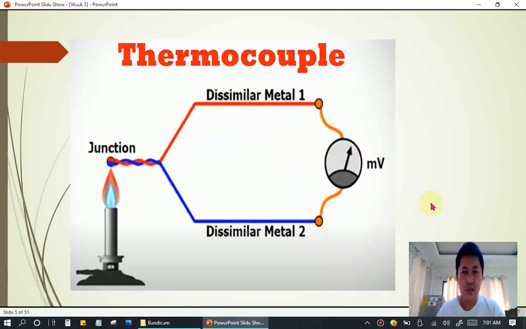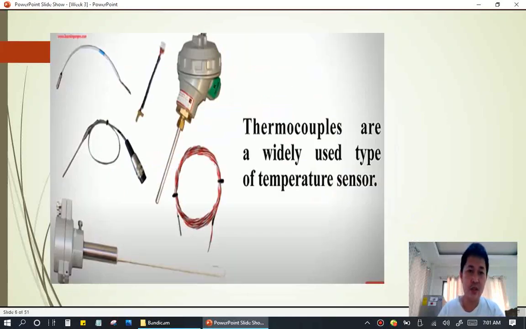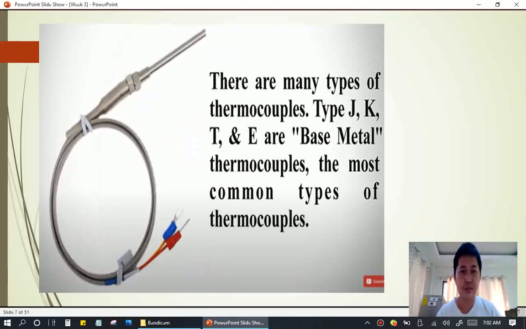So let us proceed. So these are the pictures of different types of thermocouples. So thermocouples are widely used type of temperature sensor. So we usually use this type of thermocouple on board ship. This one. Next, so there are many types of thermocouples. We have type J, K, T, and E, which are base metal thermocouples, the most common types of thermocouples, as you can see here.